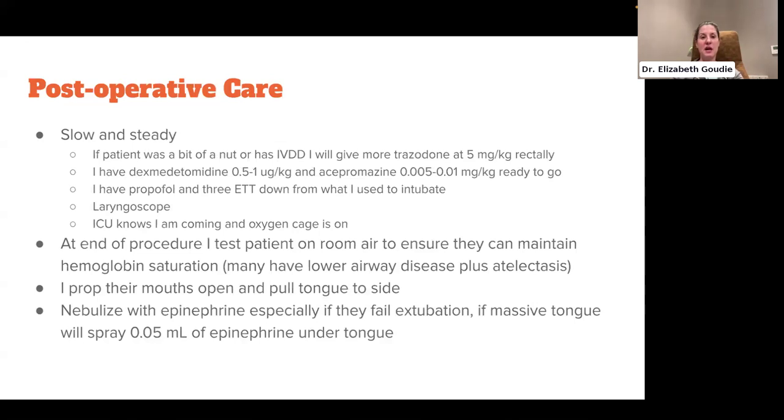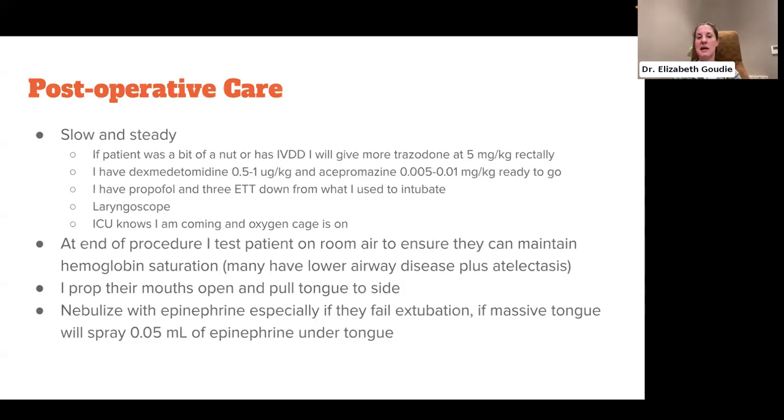For post-operative care, if they're not or have IVDD, I give them more trazodone, 5 mg per kg rectally. I don't find that this slows down my recovery significantly, but I do find that it makes it so I don't need to give them ACE or Dexmed necessarily, and they just seem to have a much calmer recovery. It's just a little bit smoother than trying to re-inject them.